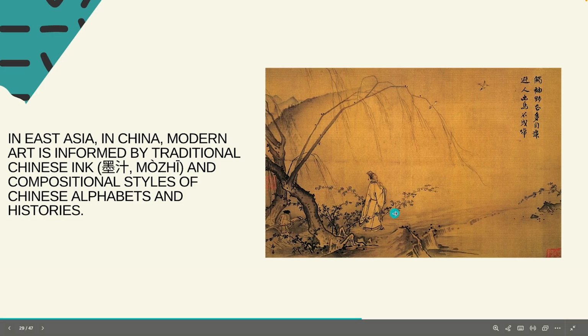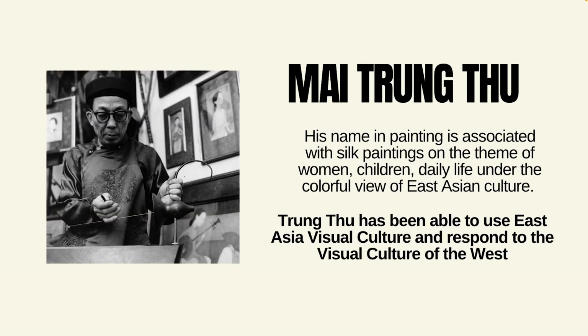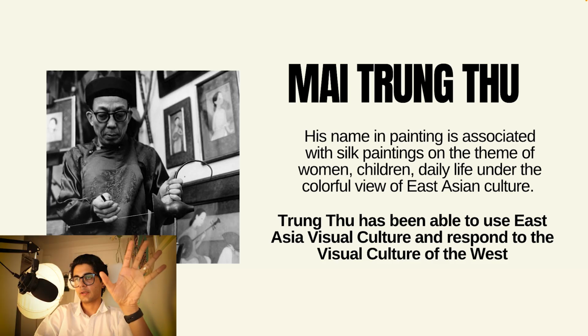compositional styles of Chinese alphabets and histories, as you can see in this image. Again, I'm no expert, but I want to have more diverse examples and have this conversation with a better global and historical perspective. So I feel these are some of the paintings that I find fascinating and should bring into our conversation about visual cultures. So the question is, how does modern East and Southeast Asian art use its rich cultural influences? That's a question I pose.